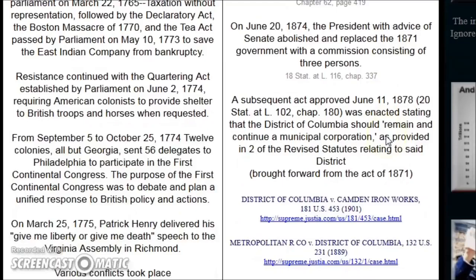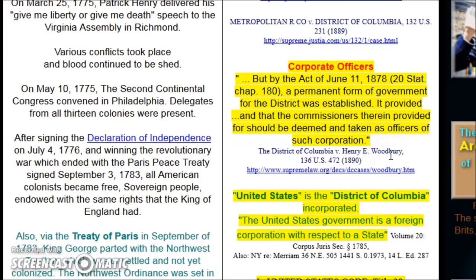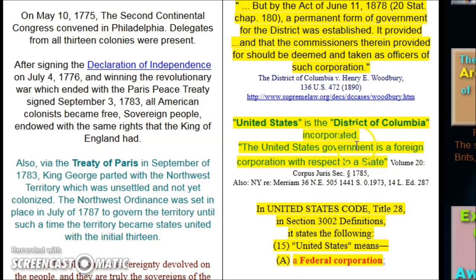Corporate officers. This is what you do when you have a corporation. You form corporate officers by the Act of June 11th, 1878. It provided that the commissioners therein provided should be deemed and taken as officers of such corporation. The United States is the District of Columbia Incorporated. The United States government is a foreign corporation with respect to a state.